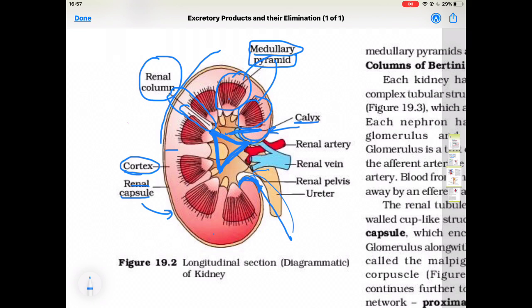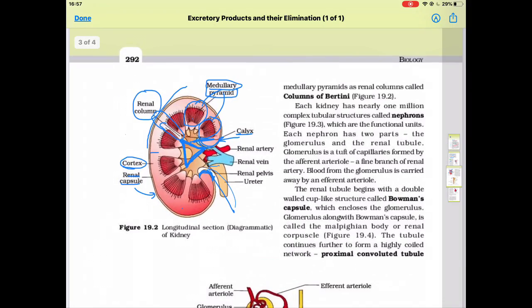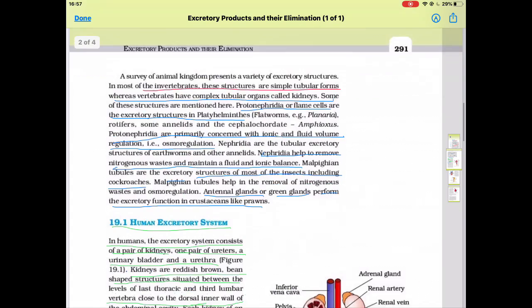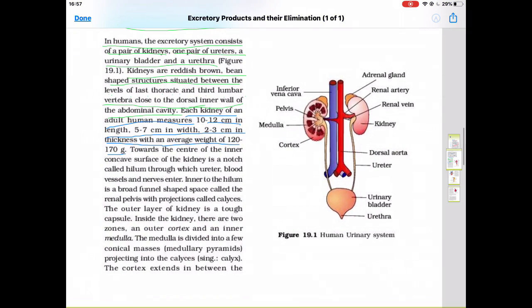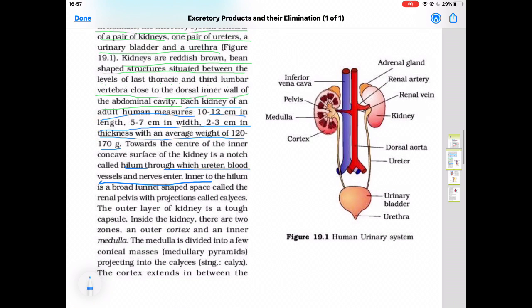Clear? Now I am reading from the book. Towards the center of the concave surface of the kidney is a notch called hilum, through which ureter, blood vessels and nerves enter. Inner to the hilum is a broad funnel-shaped space called renal pelvis. Inside it is a funnel-shaped structure, which we call renal pelvis. Above it are projections, which we call calyces.